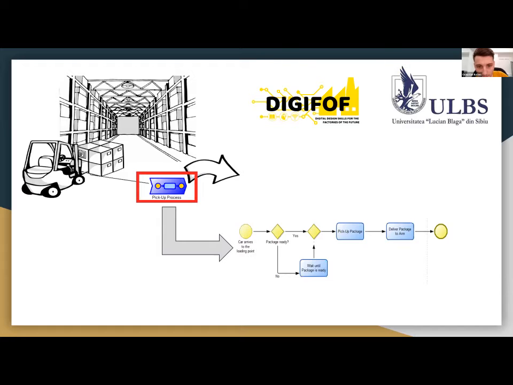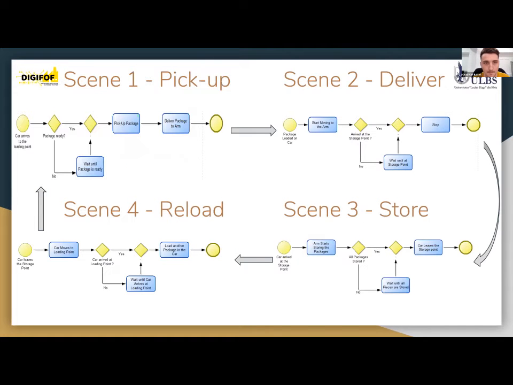Okay, so for the pickup process, here is my example. The car arrives at the loading point. If the package is ready, we will pick it up and deliver it to the unpackage. If it is not ready, we will wait until it is ready and do the pickup and the delivery. Okay, so from the first four scenes, from those images, the translation to the conceptual modeling is done here. There are the same four scenes, but if at first they were only images, now here are the explanations for every movement.